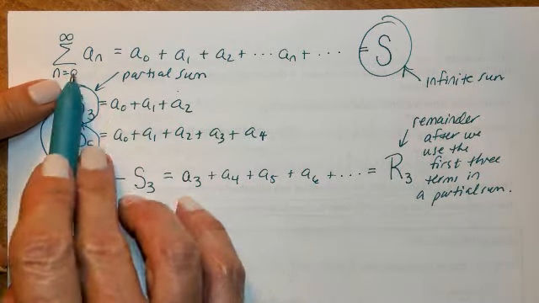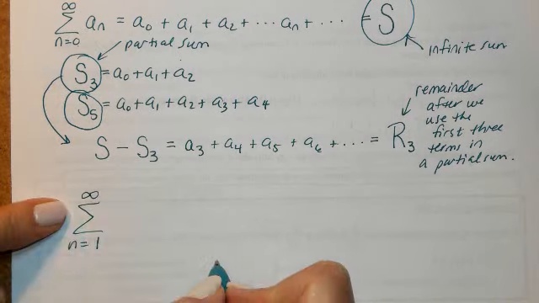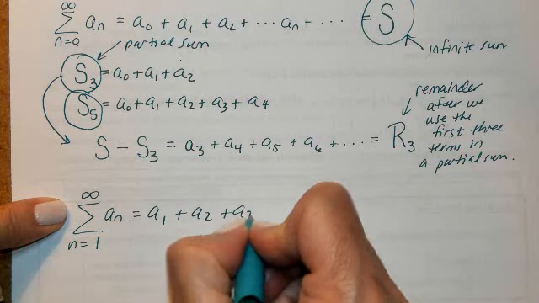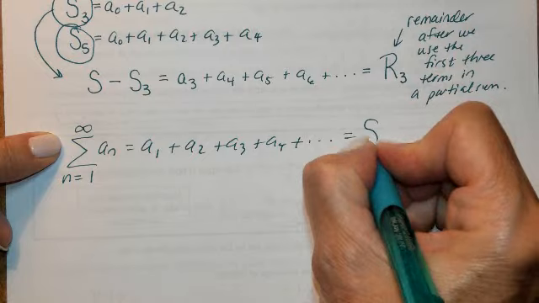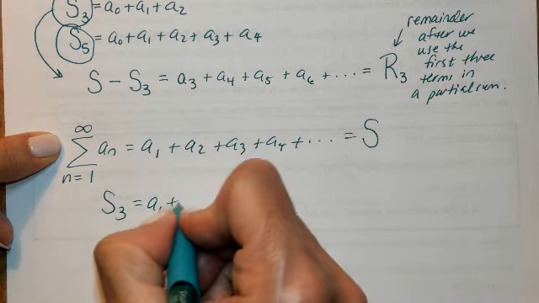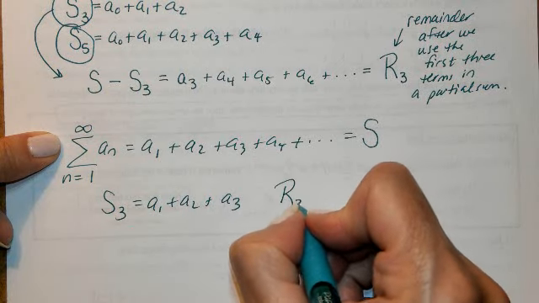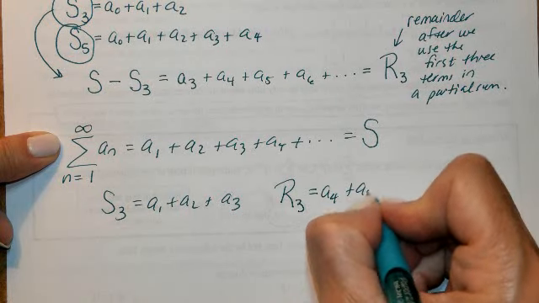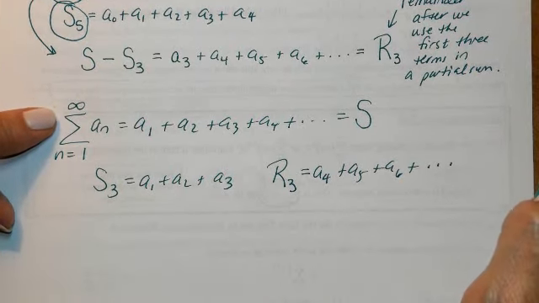So I did it when n started at 0. What if n started at 1? Then our first term would be A sub 1, and then A sub 2, A sub 3, A sub 4, etc. This whole thing, the infinite sum, would be S. S sub 3 in this case would be A sub 1 plus A sub 2 plus A sub 3. The remainder after using the first three terms would be A sub 4 plus A sub 5 plus A sub 6 plus dot, dot, dot. That would be the remainder.